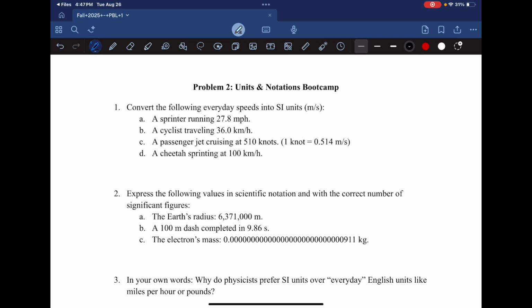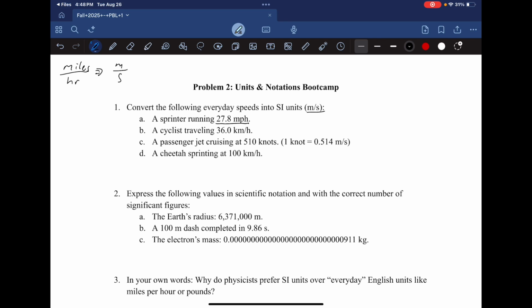So we're going to do a lot of unit conversions. When I like to do my unit conversions, I like to say what my unit is that I'm converting from and what I'm converting to, kind of show what I need. So in this first problem, we're converting to meters per second for all of these actually. And we start with a sprinter running at 27.8 miles per hour. So I know I have miles per hour. I need to convert this to meters per second.